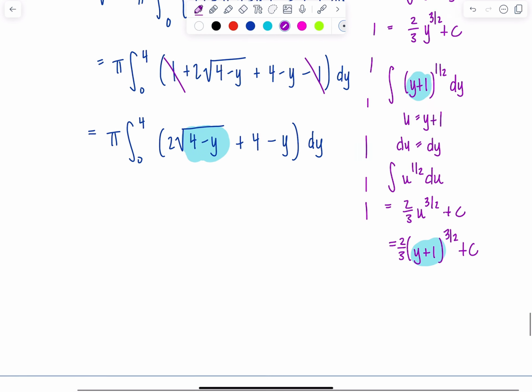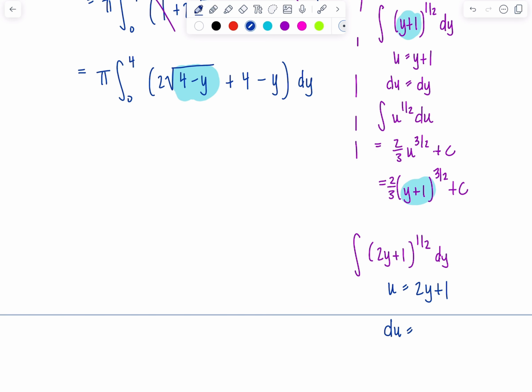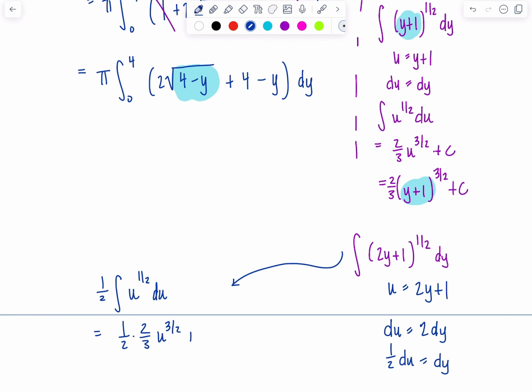Now, what if it's a little more involved inside? What if we have the integral of (2y plus 1) to the 1/2 dy? Again, I'm saying you don't need to u-sub. If you do, say you let u be 2y plus 1, du is 2 dy, right? So then 1/2 du is dy. And if you sat there and did all that, you'd have 1/2 u to the 1/2 du, and then you have your 2/3 u to the 3/2 plus c, and then you have 1/2 times 2/3.